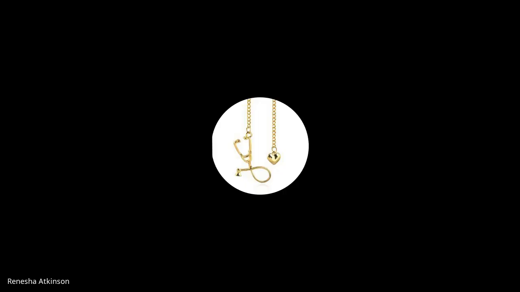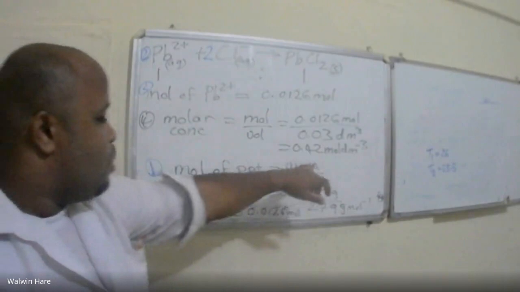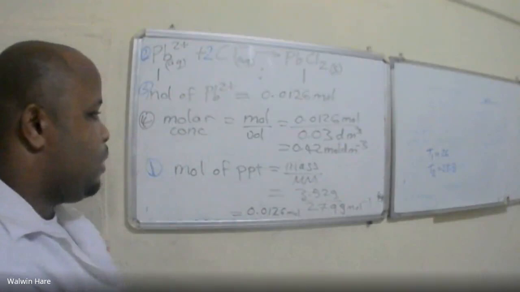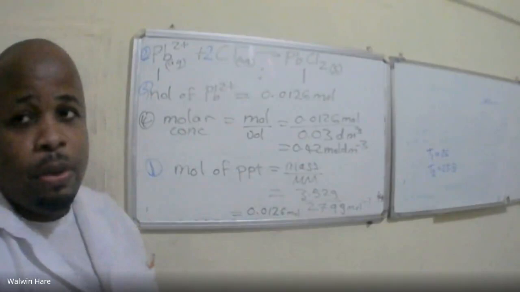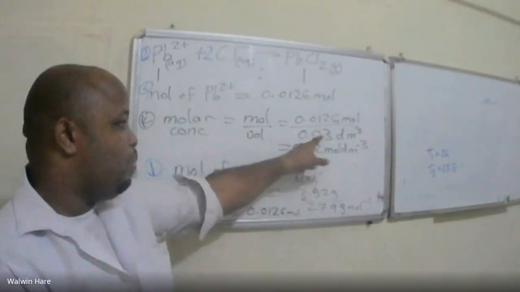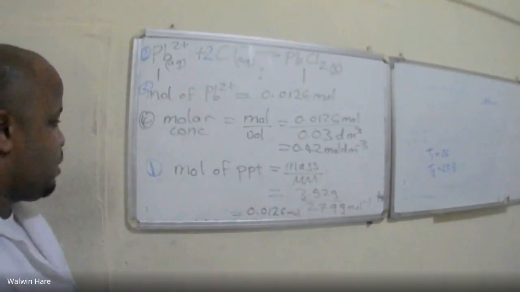dm³ to dm³. Right, so the unit for molar concentration is mole per dm³. So you must convert the cm³ to dm³. I remember, 1 dm³ is 1000 cm³. So to convert from cm³ to dm³, we divide by 1000. Alright, so that is what we end up with, 0.03 dm³ here. All right. So these are the steps for the precipitation gravimetry question.